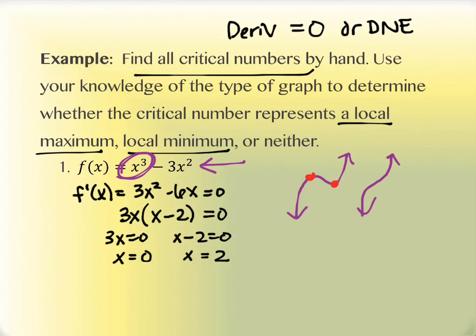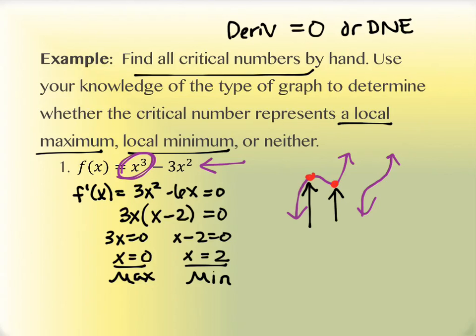So looking at my answer, this value right here is to the left of, and this value right here is to the right of the other one. So this one is on the left, this one's on the right. So this x equals 0 is this first location, which means at x equals 0, I've got a max. And at x equals 2, I have a min.